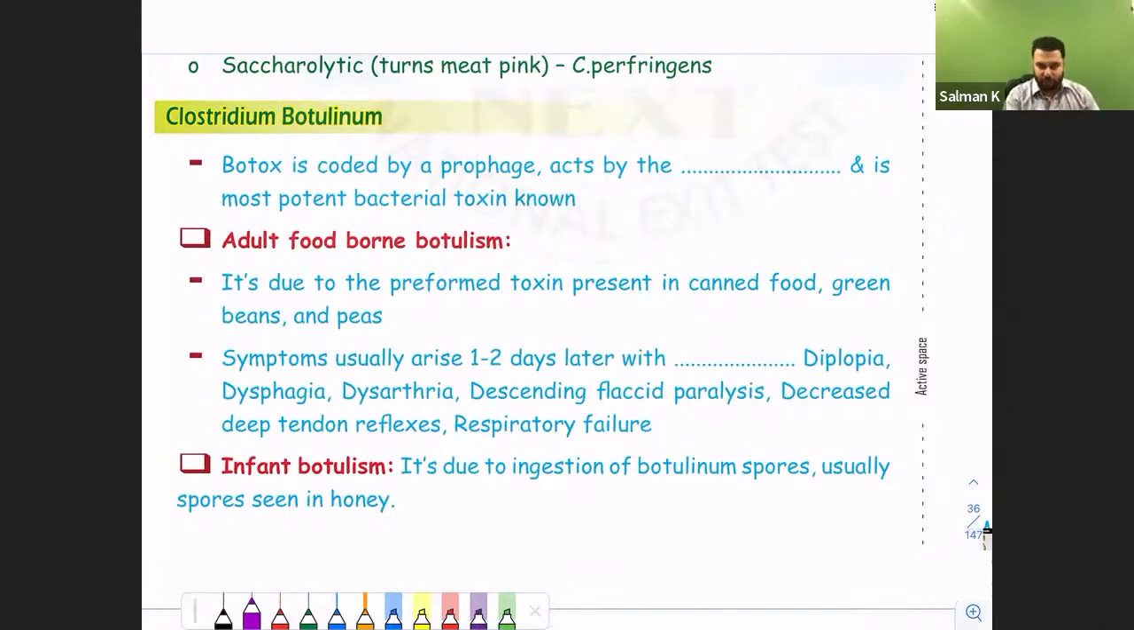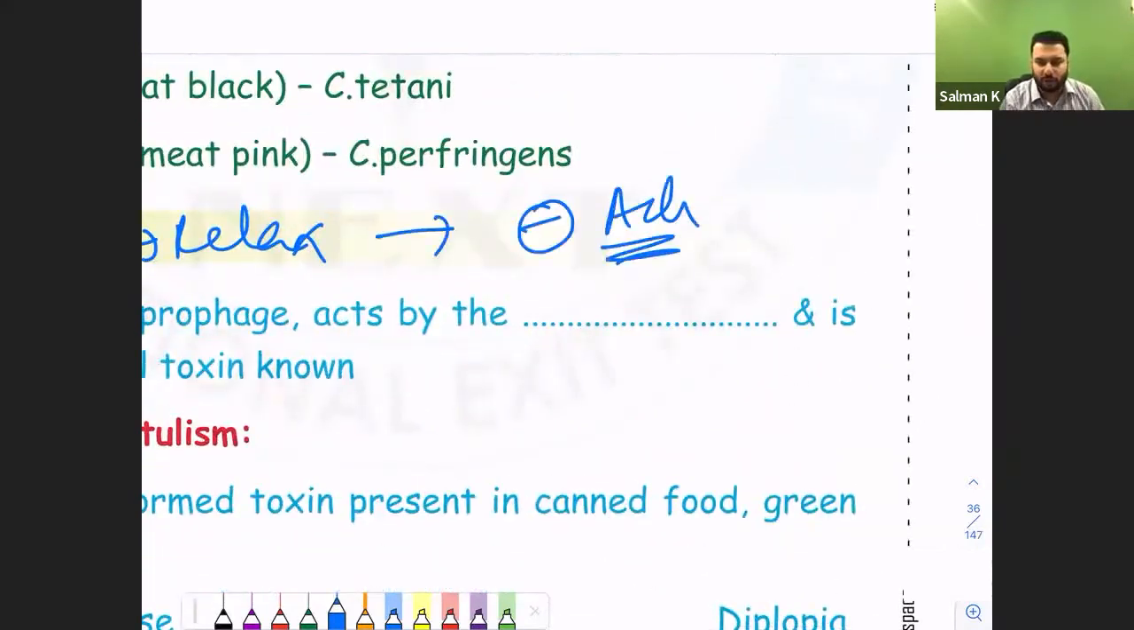Okay. So what you're supposed to know is botulinum relaxes the muscles. What does acetylcholine do? Acetylcholine contracts muscles. Acetylcholine simply contracts muscle. So if you block acetylcholine, it will relax muscles. Let me give you time to process that. What is the job of acetylcholine? Contracts muscle. So if you block it, now the muscle should relax.